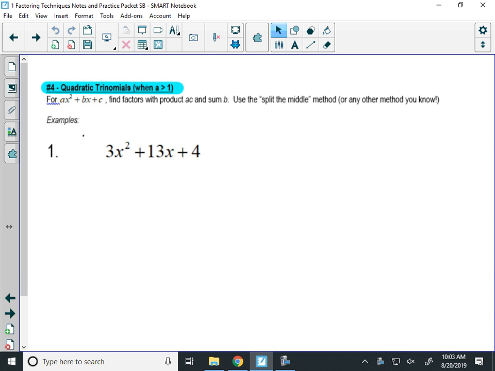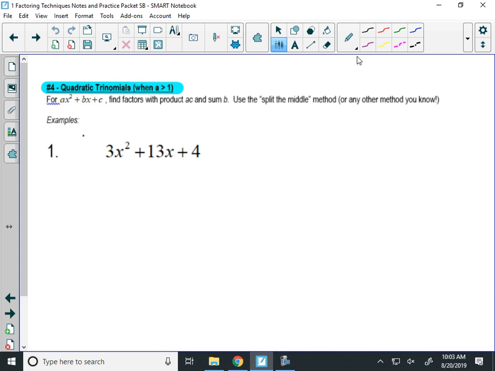You can do whatever factoring method makes you happy, whatever works for you. I'm going to do split the middle. So if you don't like that and you want to do guess and check, or the airplane method, or whatever other weird name you have for it, go for it. Okay. What do we do with split the middle when we have a trinomial?